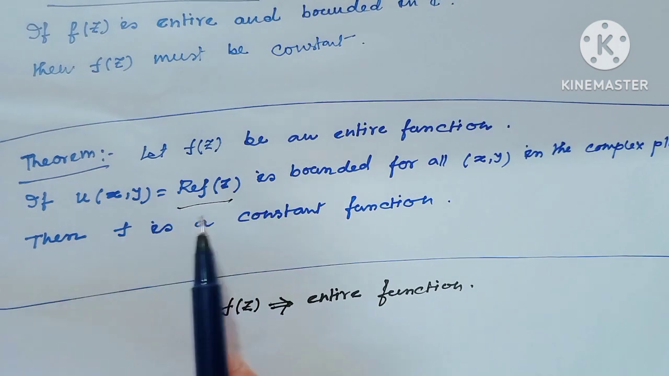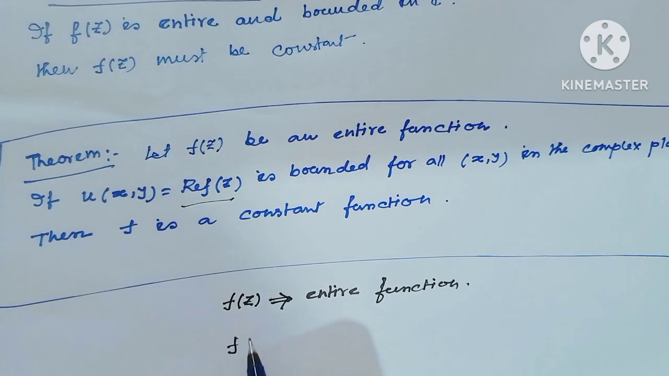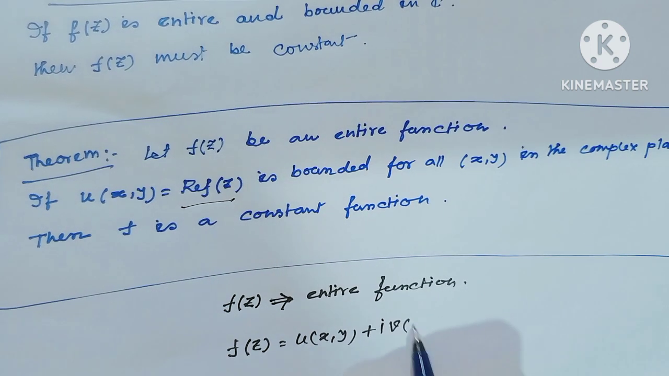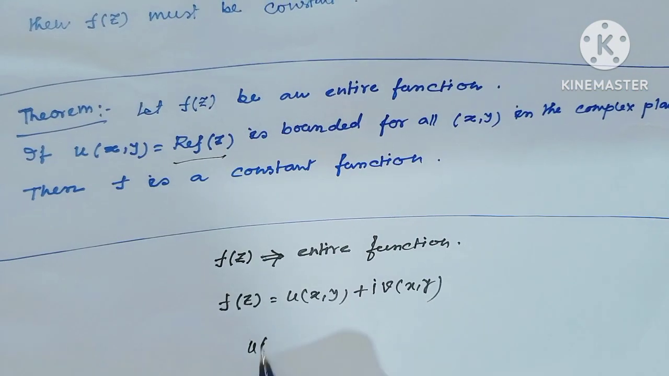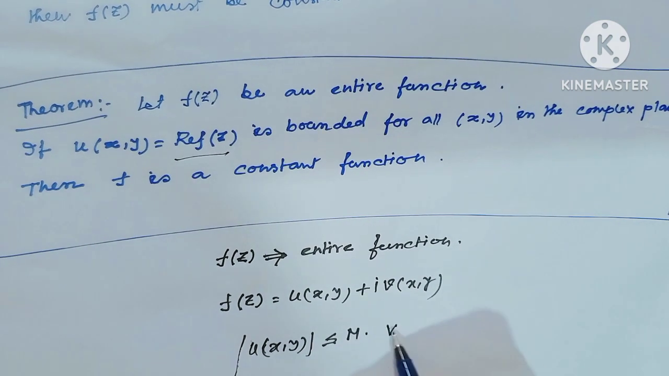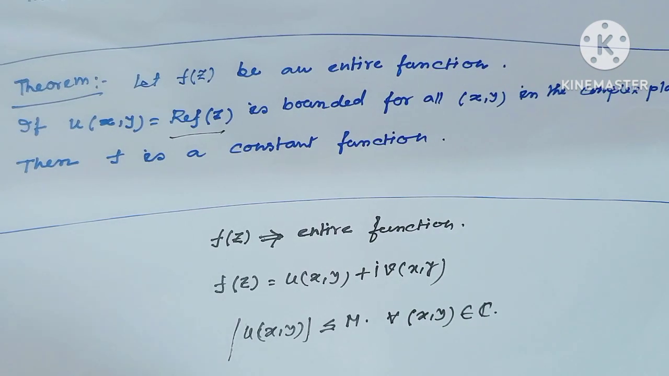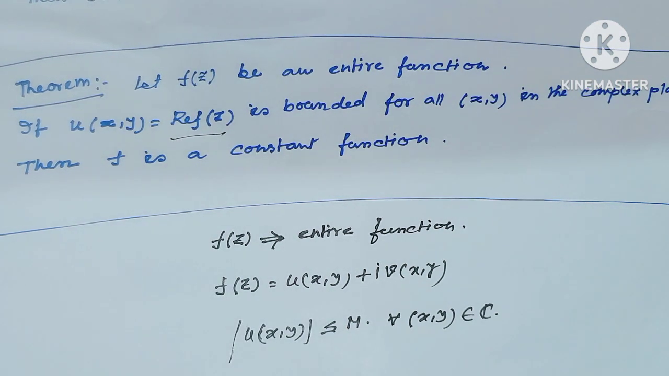Here u(x,y) equals the real part of f(z) is bounded, and f(z) equals obviously u(x,y) plus i v(x,y). Given that the real part of f(z) is bounded, that means the modulus of u(x,y) is less than or equal to M for all (x,y) belonging to the complex plane. This is our given part, and we have to prove f is a constant function.